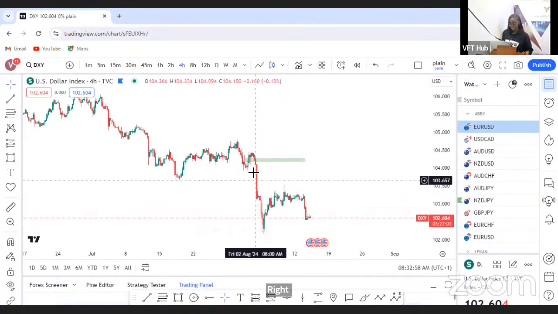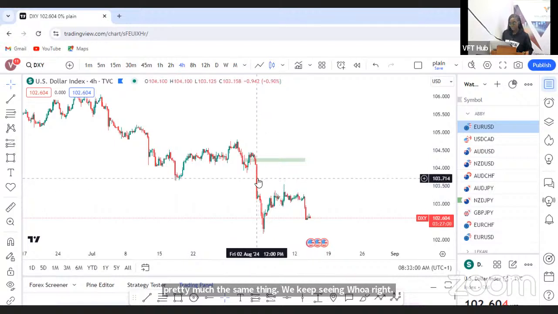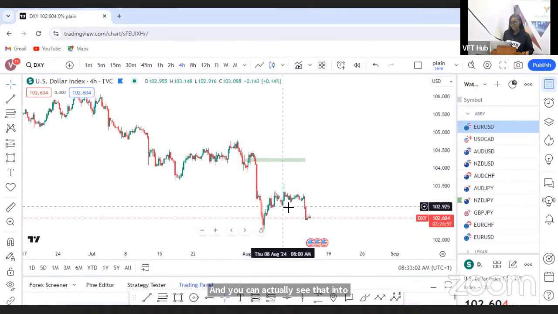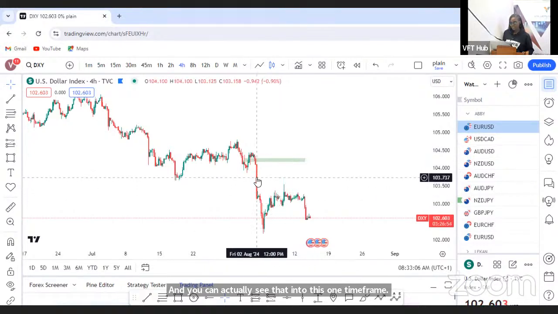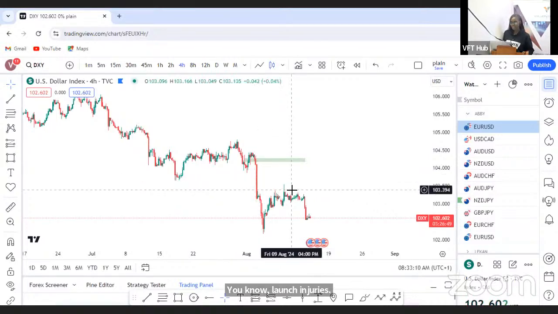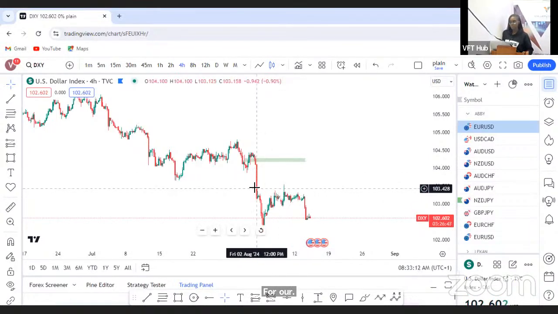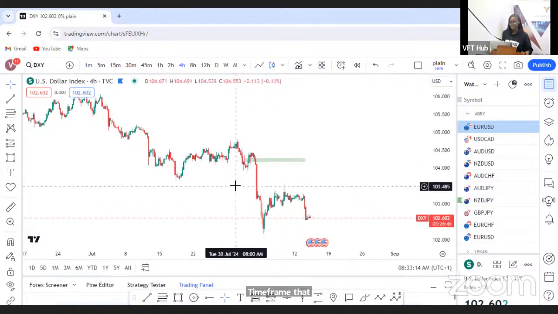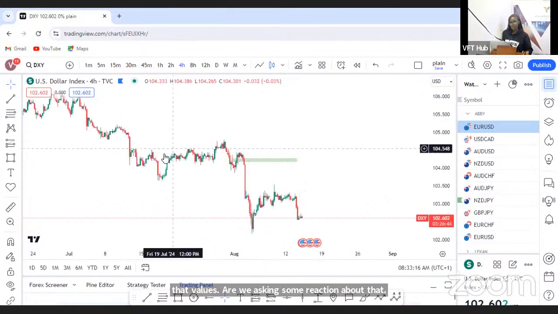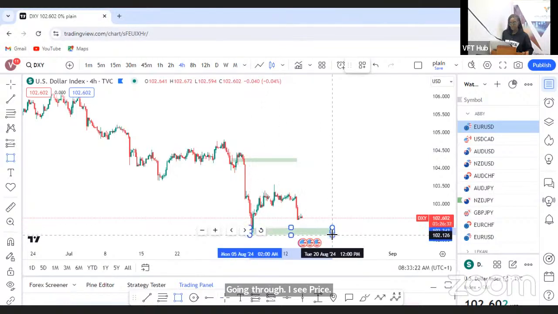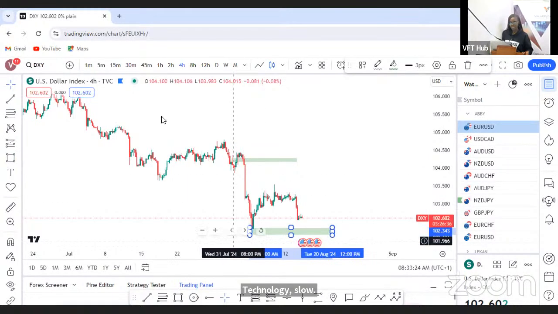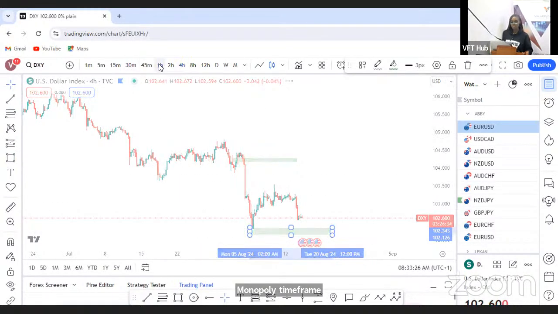And we can actually see that price tapped into this fair value gap on our 4-hour time frame. And once price got into this 4-hour fair value gap, we are seeing some sort of reaction from that point to the downside. And where do I see price going? I see price taking out this low on our 4-hour time frame. So price is actually targeting this low on our 4-hour time frame.